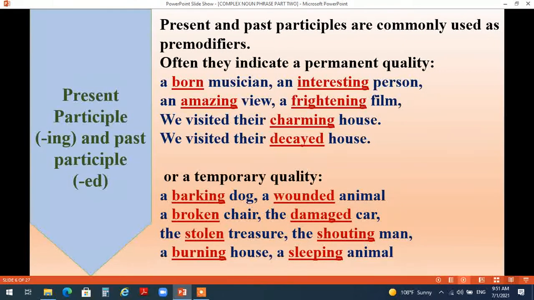For example, a barking dog, a wounded animal, a broken chair, the damaged car, the stolen treasure, the shouting man, a burning house, a sleeping animal. كلها تشير عادة إلى صفات أو خصائص يمتاز بها مثلا الإنسان أو الحيوان أو حتى الجماد، وتكون هذه الصفات أو الخصائص مؤقتة وليست دائمية، فممكن أن نعبر عنها باستخدام the present participle or the past participle.